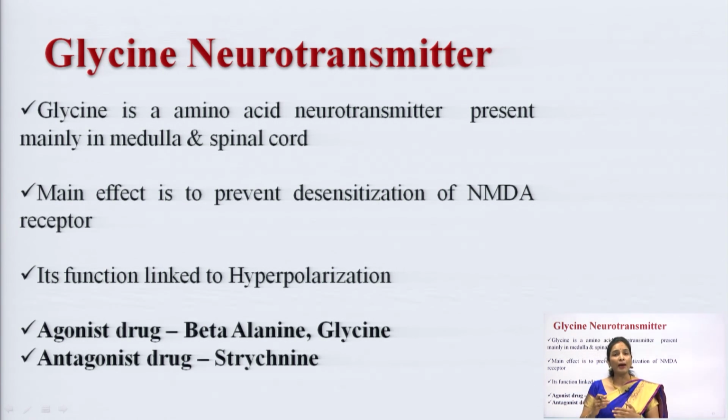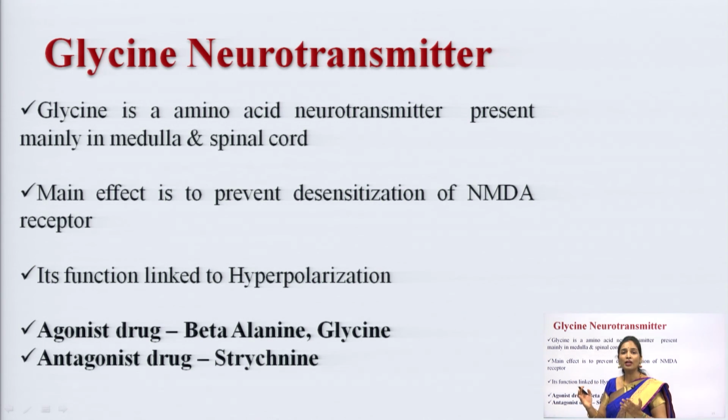Okay. Now, we will move to the second type of neurotransmitter, which is also an inhibitory neurotransmitter. It is also an amino acid neurotransmitter which is present mainly in the medulla and spinal cord. So, it also shows inhibitory action; especially, it will prevent the desensitization of the NMDA receptor. Okay. So, what is the main function of glycine? It is an inhibitory neurotransmitter, it will open the chloride channel.